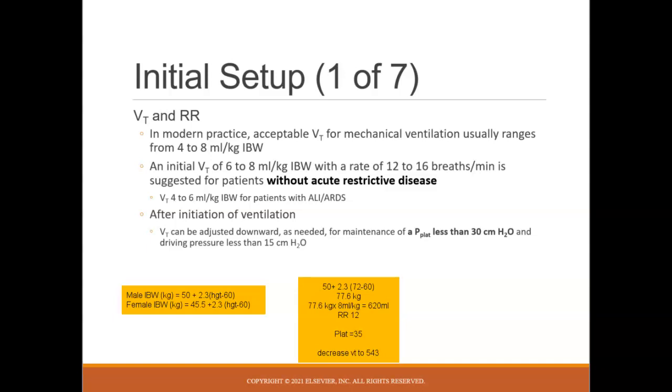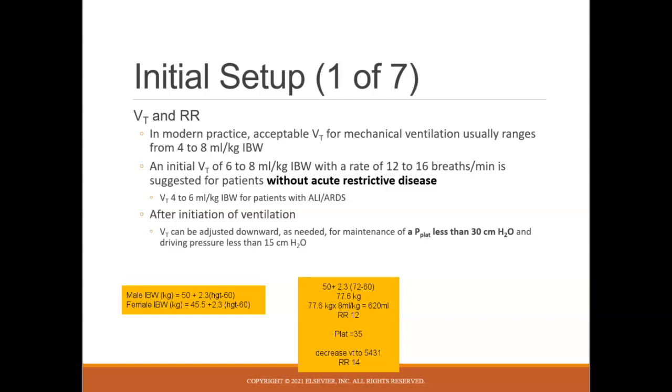Okay. Now I've done that. What's that going to do to my ventilation? I had 620 times 12, which gave me a minute ventilation of about 7.4. Now I have to maintain that same minute ventilation of 7.4. If I divide that by my tidal volume, I see that my new respiratory rate should be somewhere between 13 and 14. I'm going to round up and change my respiratory rate to 14.